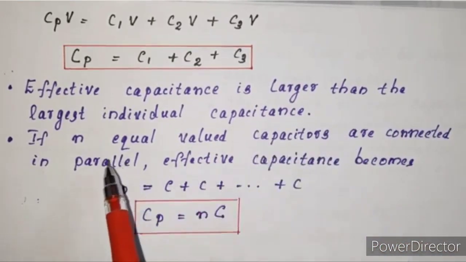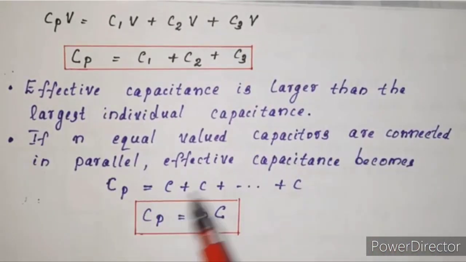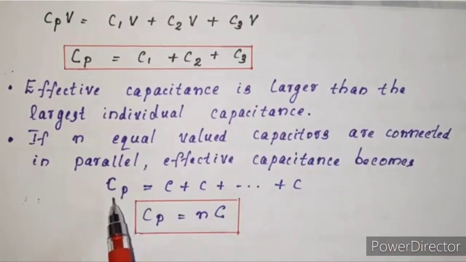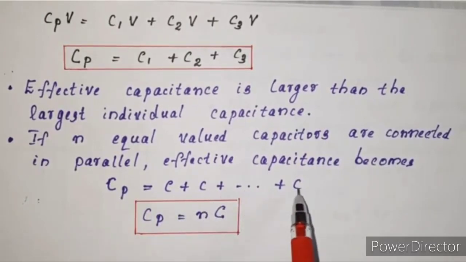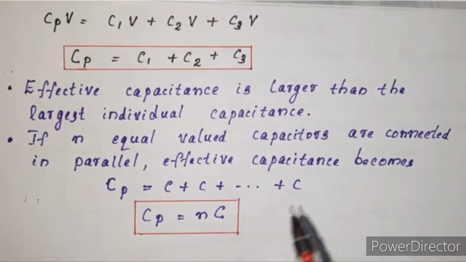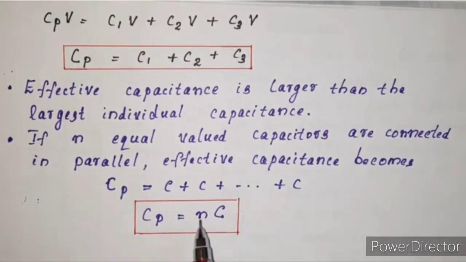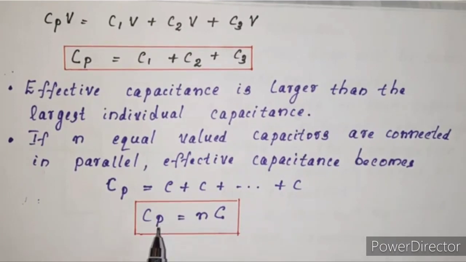Now consider the case when n equal valued capacitors are connected in parallel. So what will be the equation? Cp is equal to C plus C plus etc. plus C. How many terms are there? There are n terms. So the effective capacitance Cp becomes nC. So if n equal valued capacitors are connected in parallel, effective capacitance becomes Cp equal to n into C.